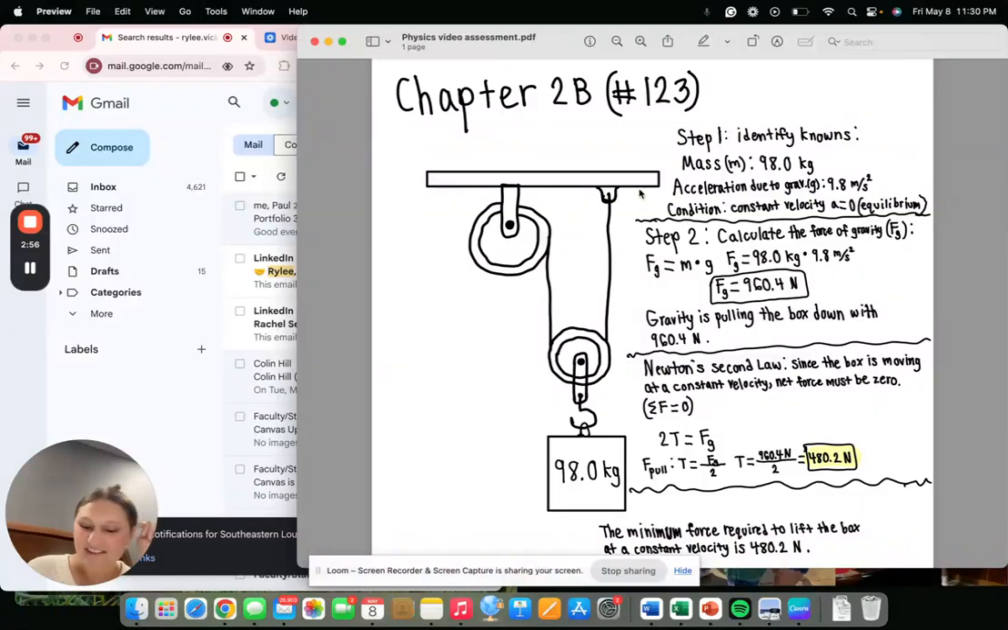So, when solving, first I need to find the weight, the downward force. As you can see here in my work, to calculate the force of gravity, I did Fg equals mass times gravity. So that would be 98 kilograms times 9.8 meters per second squared. And that gives me a force of gravity of 960.4 newtons. So gravity is pulling the box down with 960.4 newtons.